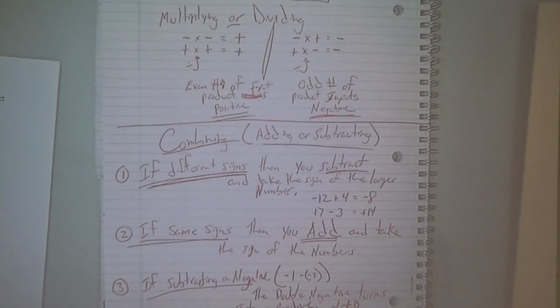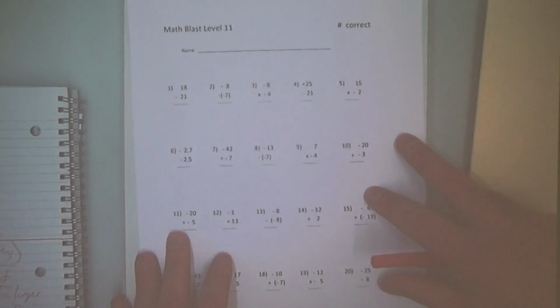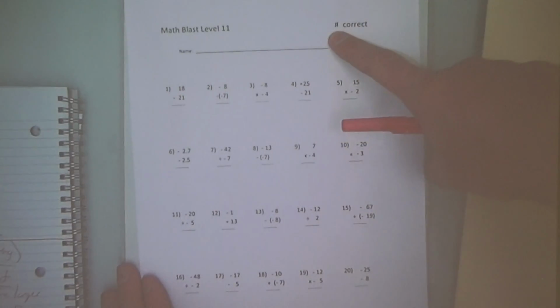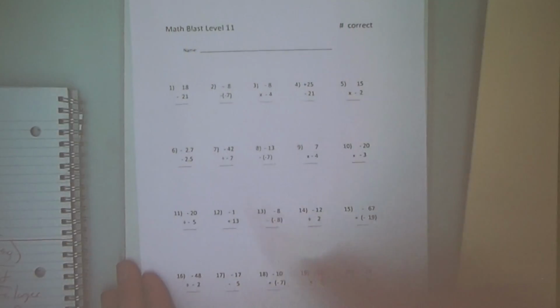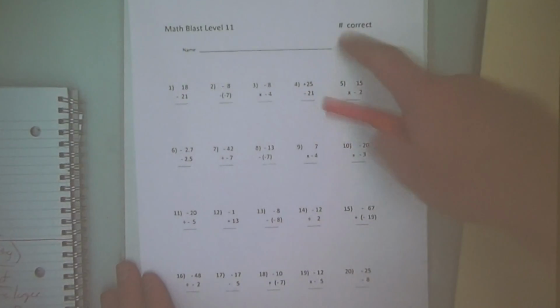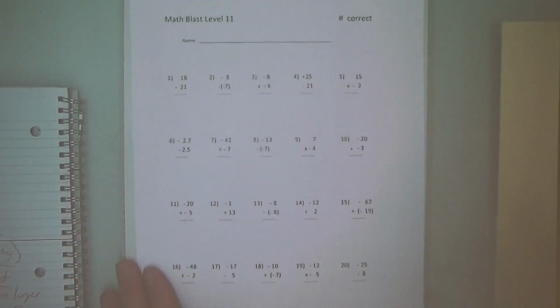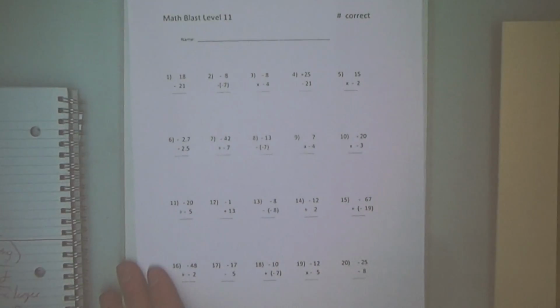Okay, welcome back. It's the same video, I haven't stopped. What I have to do is show you how I would do Math Blast number 11, and you have this out in front of you, and we're going to go through this. I'm going to go through it quick. You're going to correct yourself. You're going to put the number correct up here. You're going to correct the ones that were wrong. You're going to hand it in to me. So Mr. Brown's going to collect this. I'm not grading it. I want to see your work.